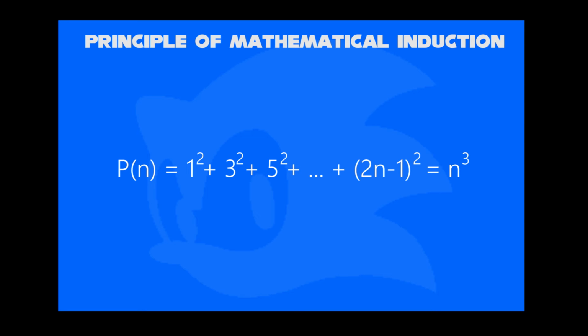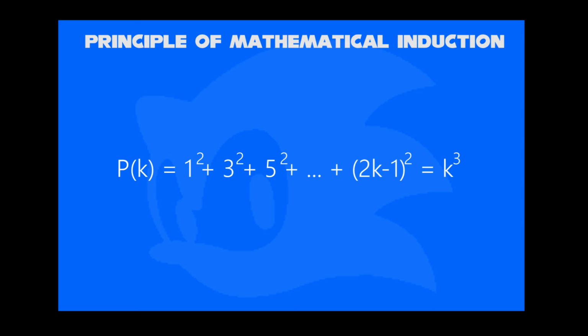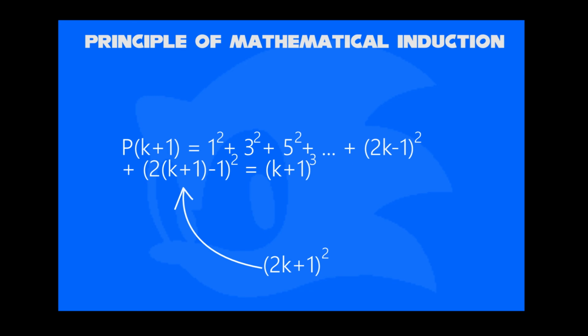Another example, by taking the sum of odd square numbers equal to n cubed. We write 1 squared plus 3 squared plus 5 squared, and so on, till (2n minus 1) entire squared, equal to n cubed. In the same way, by putting k, which can be true, that is (2k minus 1) entire squared, equal to k cubed. And the successor must also be true to prove the following.